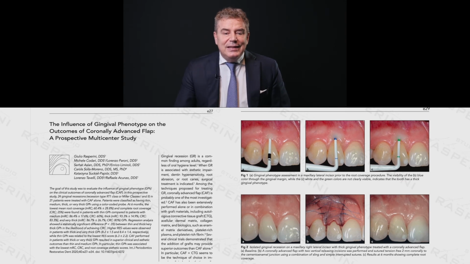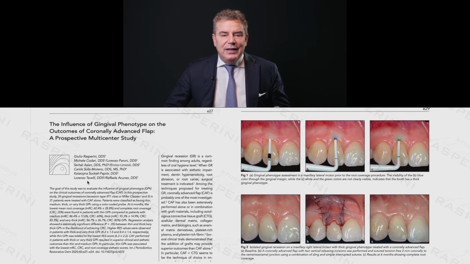We designed a study that we published last year in 2020 in the International Journal of Periodontics and Restorative Dentistry. It is the influence of the gingival phenotype on the outcome of coronally advanced flap. So we decided to do only coronally advanced flap in patients, of course, after receiving ethical board approval. We did the coronally advanced flap to treat gingival recession, but we evaluated the phenotype of the patient.